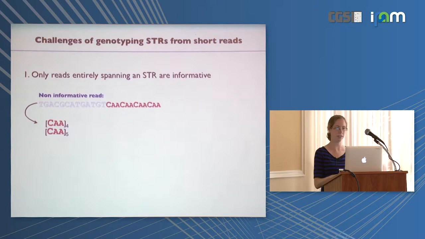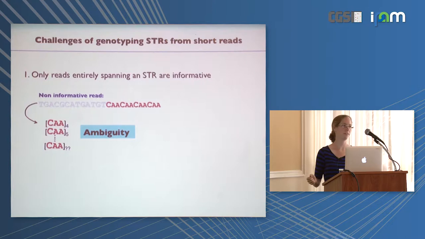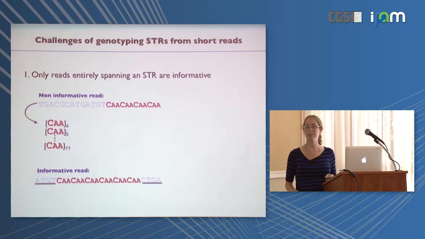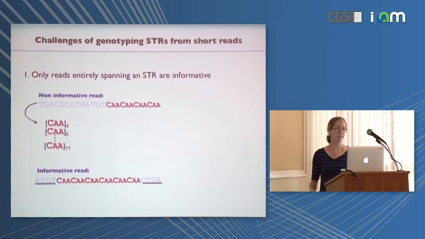Or, you know, any number of copies greater than 5. It's ambiguous, only given this one read, how many copies are actually there. Only reads that look something like this, where I completely span the repeat plus some non-repetitive flanking region on either end, are really informative of the number of repeat copies. That's not entirely true. I'll expand on that a little bit later. But for now, that's what we're working with.